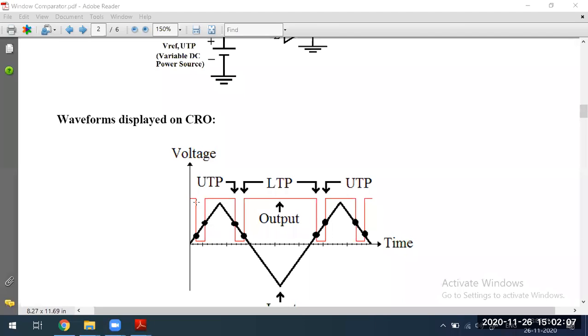This is an input. The red line, what you see, this is the output line. The input UTP and LTP, which I have set: lower threshold point is 2 volts. Upper threshold point is 5 volts. These are the values I have given. It is not always that you have to use those. You can set lower threshold point 5, upper threshold point 10, any range.